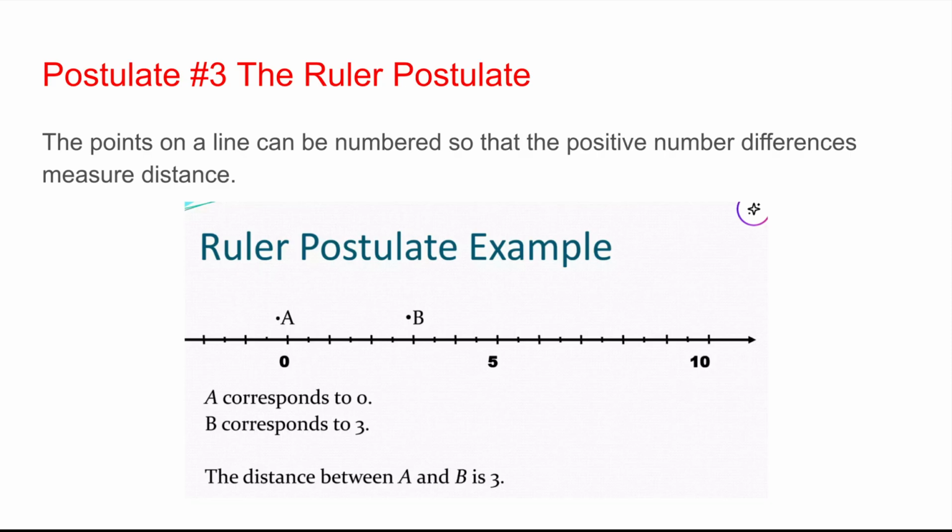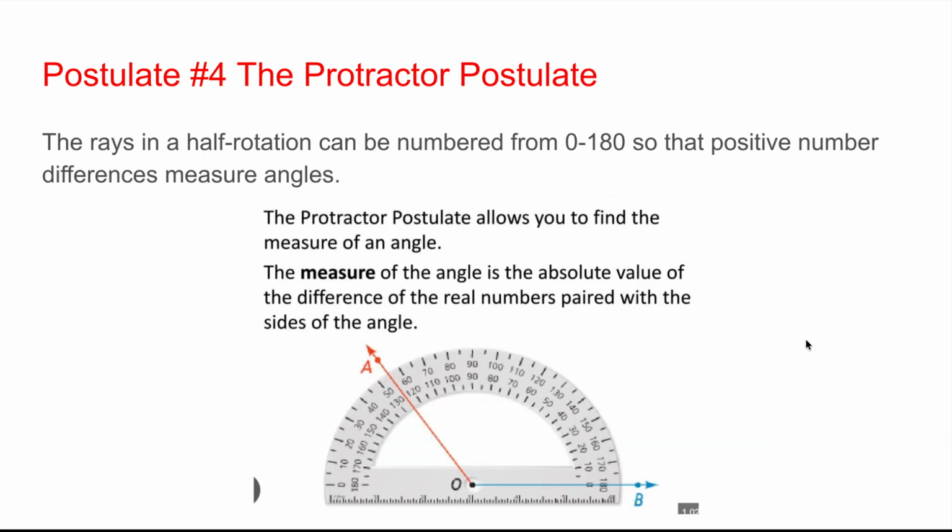The ruler postulate is a really fancy way of saying you can use a ruler to measure, and a ruler coincides to measure things in an order, kind of like a number line. Also, we have the protractor postulate, which means you may use your protractor to measure an angle.